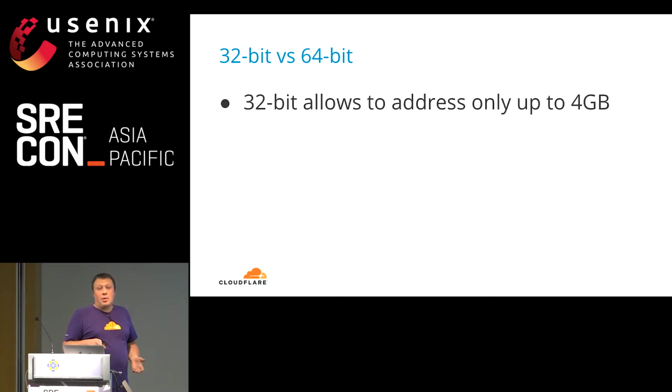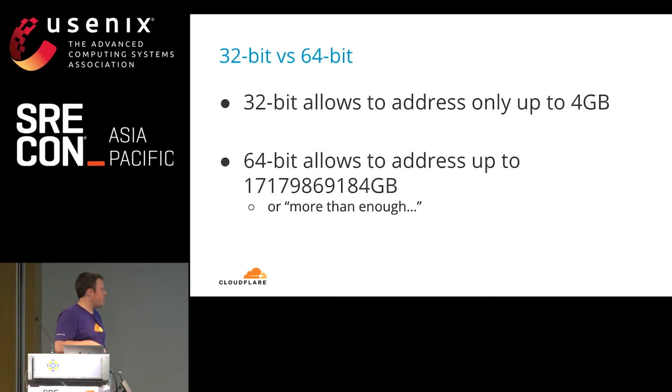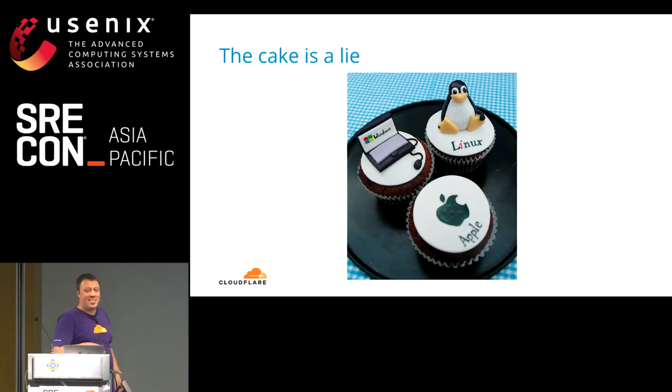To understand what happened here, we need to go a bit to basics. Why did we move to 64-bit systems? Because 32-bit systems allow you to address only 4 GB of RAM, right? And 64-bit allows you to address up to, whoa, this big, huge number. Well, we can say just more than enough, right? Right? Wrong. The cake is a lie.